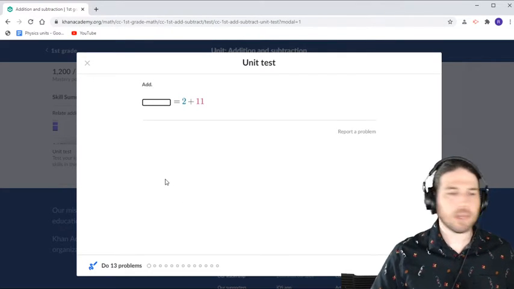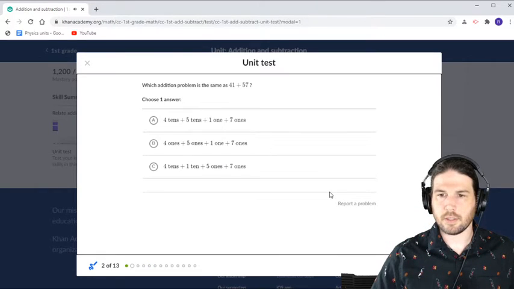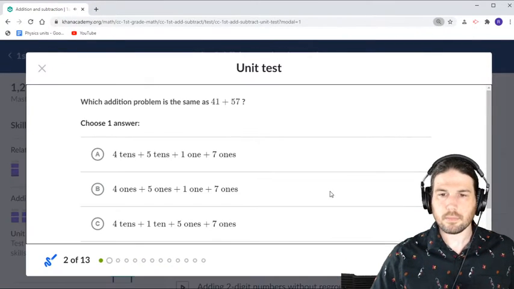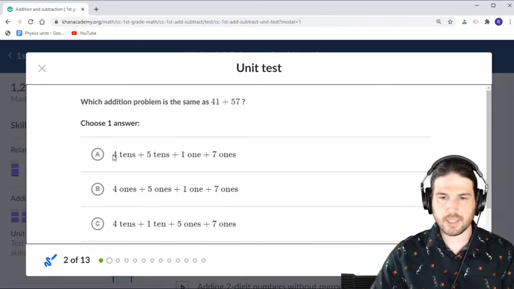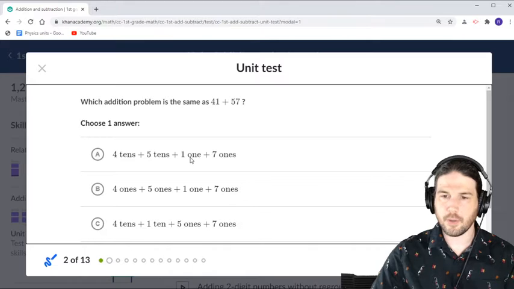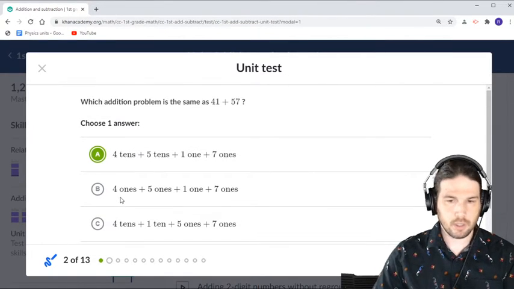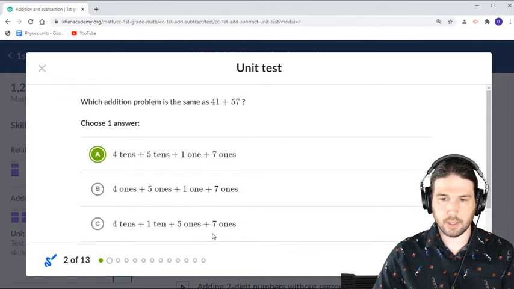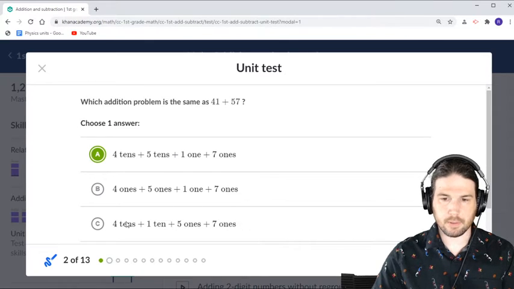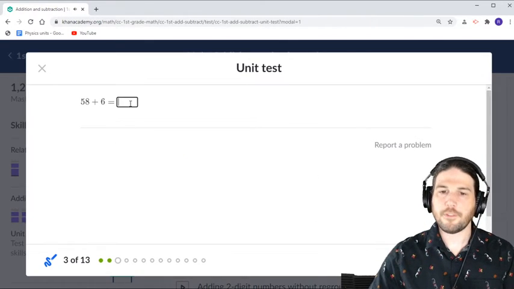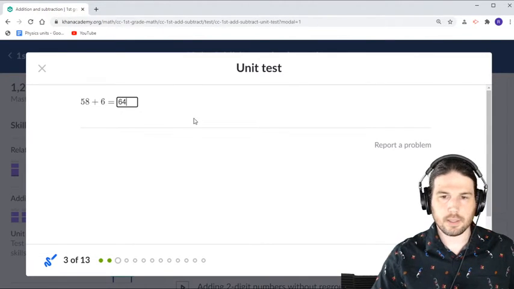Blank equals 2 plus 11. Well, that's 13. Let's zoom in a little bit. Which addition problem is the same as 41 plus 57? Well, that's 4 tens and 5 tens and 1 one and 7 ones, which I could then combine if I wished. The rest of these are clearly not correct. Wait a second. Yeah. This one mixed up some things. 58 plus 6. Well, 8 plus 6 is 14, and another 50, 64.